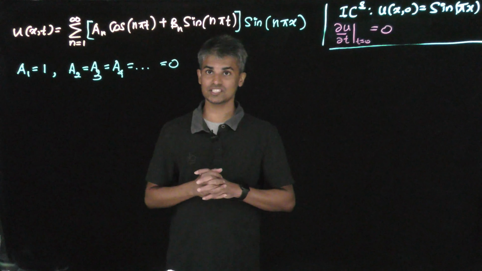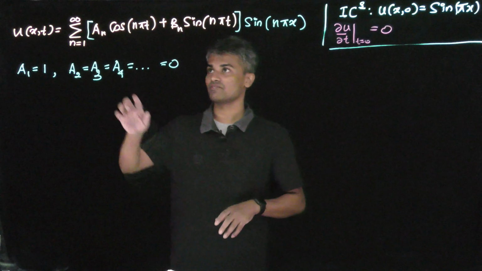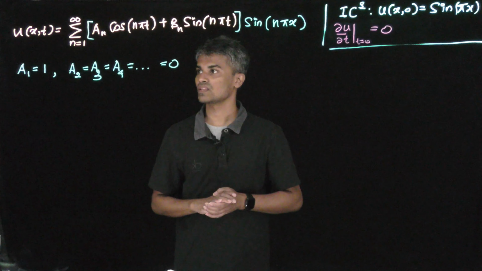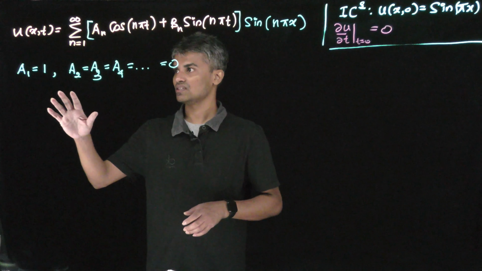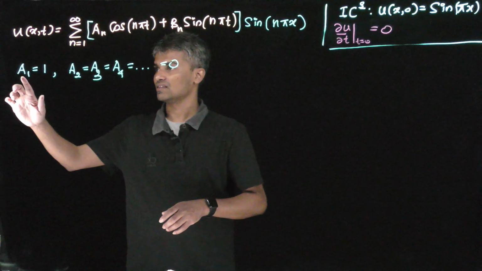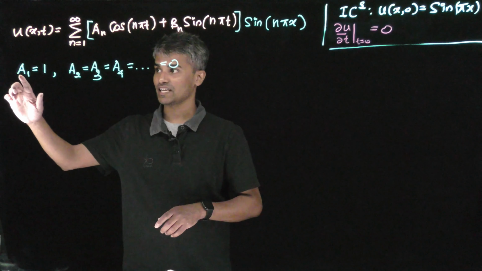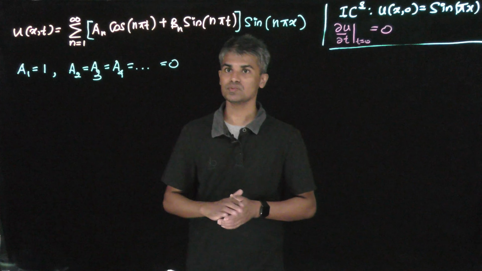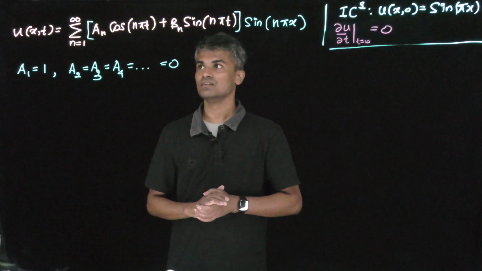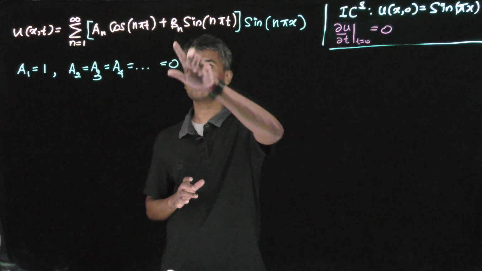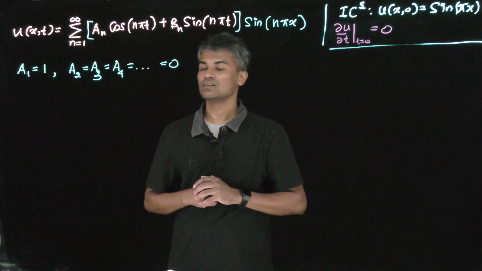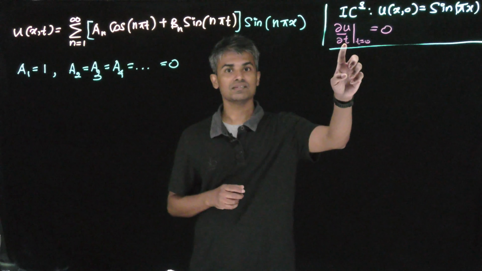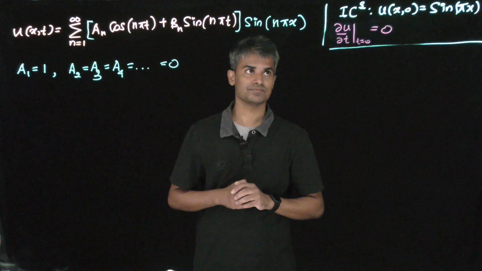We have used the first initial condition to find the values of a sub n, and what we found was that this Fourier coefficient a sub 1 equals 1, but the remaining Fourier coefficients equal 0. The next step is to figure out the values of b sub n. Now, to do that, we are going to use the second initial condition.